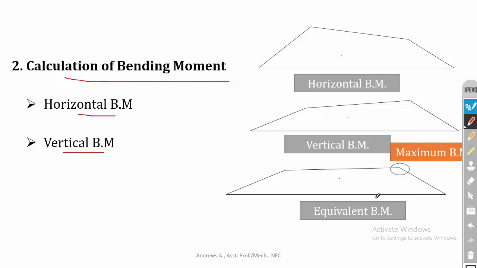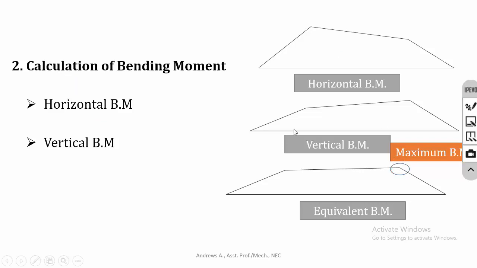I'll tell you how to draw the equivalent bending moment diagram. From the equivalent bending moment drawing, you have to take the maximum bending moment, MB max. We know that in the equation of combined bending and torsion, we have to substitute MB and MT values. So the MB value is the maximum bending moment. You can take it from the equivalent bending moment drawing.